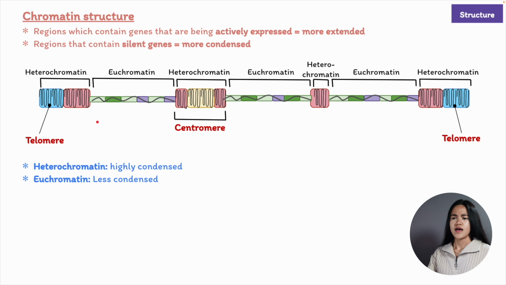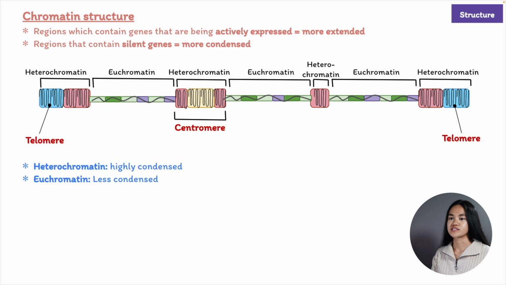Okay? Oh, and I said that condensed areas contain silent genes, but these aren't dead DNA. These areas are generally just unusually resistant to gene expression. So they're not dead, they're just silent. Okay, so those are the two types of chromatin.